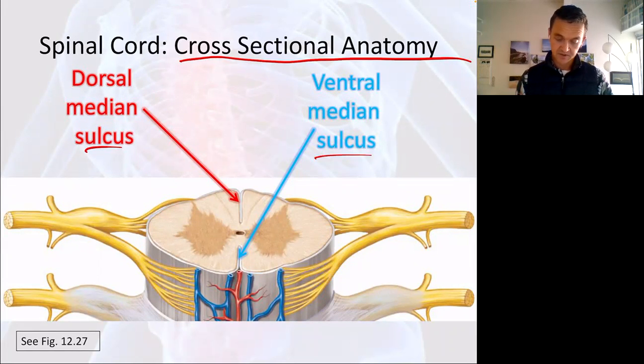Just to get yourself familiar with this again, obviously the dorsal side, the ventral side over here, that's the dorsal root ganglion that we've talked about before. These are the roots and the rami, like we've talked about before.